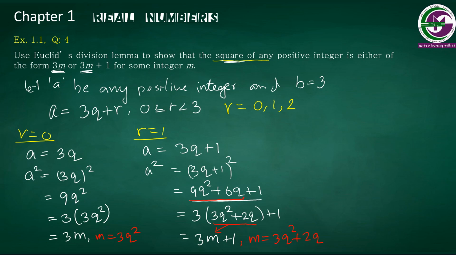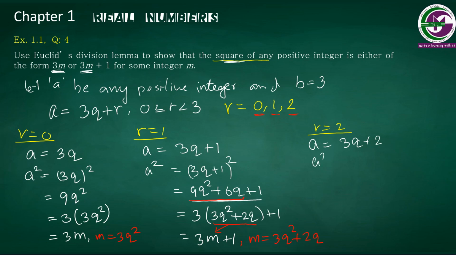I found some students will stop here because we got the numbers of the form 3m or 3m plus 1. We cannot stop here. We need to check for 2 also. We have 3 values for r: r is equal to 0, r is equal to 1, r is equal to 2. So we must continue. So we'll give r is equal to 2 now. R is equal to 2. So we'll continue. So what will happen? So a is equal to 3q plus 2.